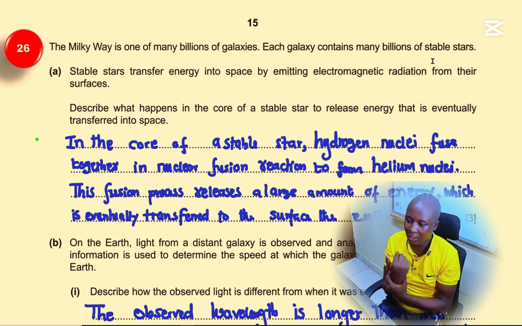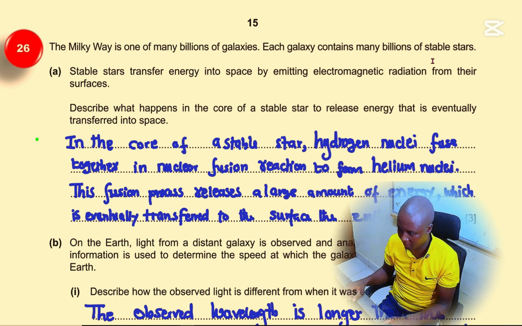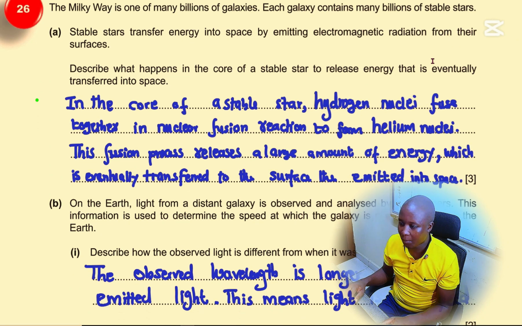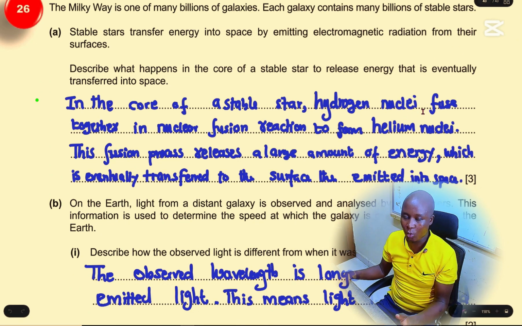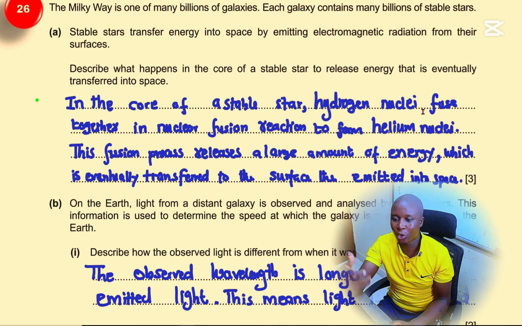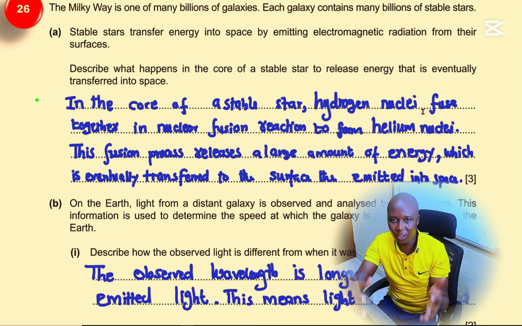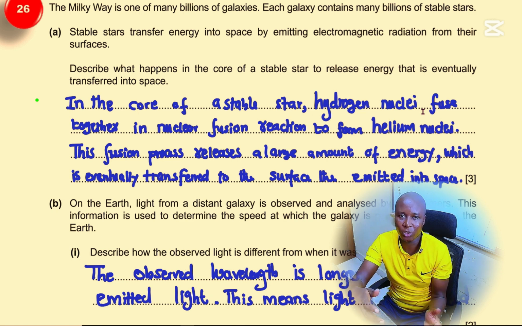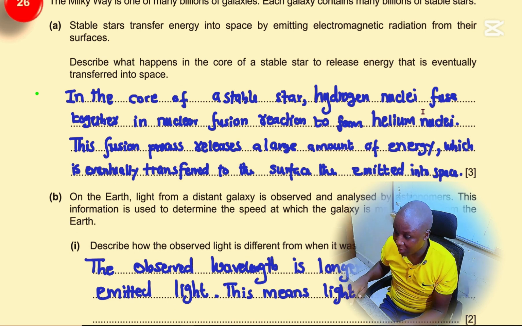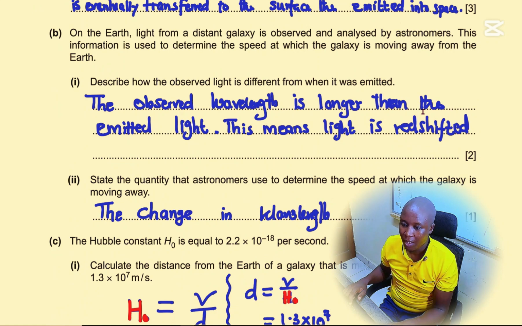Stable stars transfer energy into space by emitting electromagnetic radiation from their surface. Describe what happens to the core of a stable star to release energy. In the core of a stable star, hydrogen nuclei fuse. Fusion reactions are the ones that result in the production of energy for stars. So in a stable star, there is fusion of hydrogen and hydrogen that leads to the formation of helium. That's what you need to know.